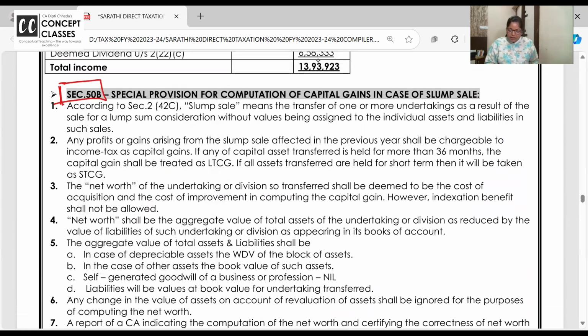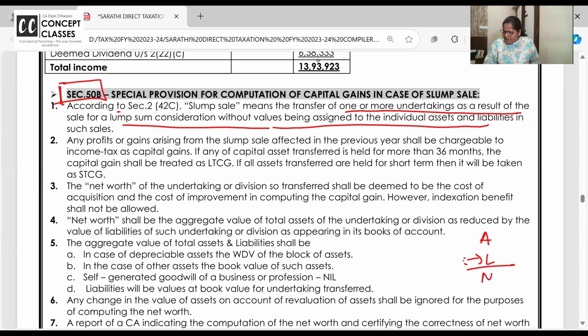First, you read it. According to section 2(42C), slump sale means transfer of one or more undertakings for a lump sum without values being assigned to individual assets and liabilities. I am giving you assets and liabilities, meaning my net worth, my capital. Whole business I am transferring to you for lump sum. Any gain arising in the previous year shall be chargeable to capital gain.